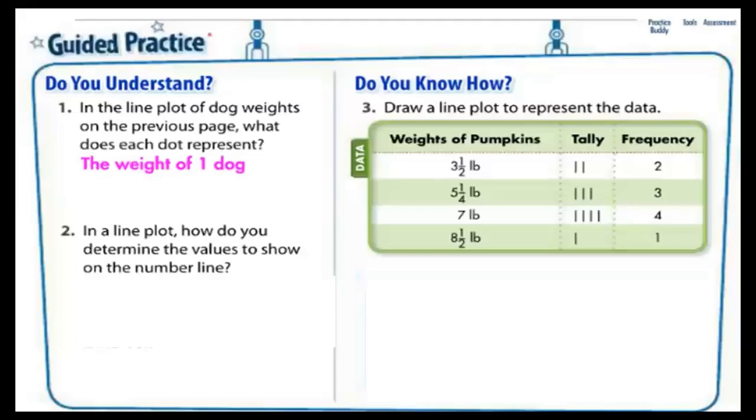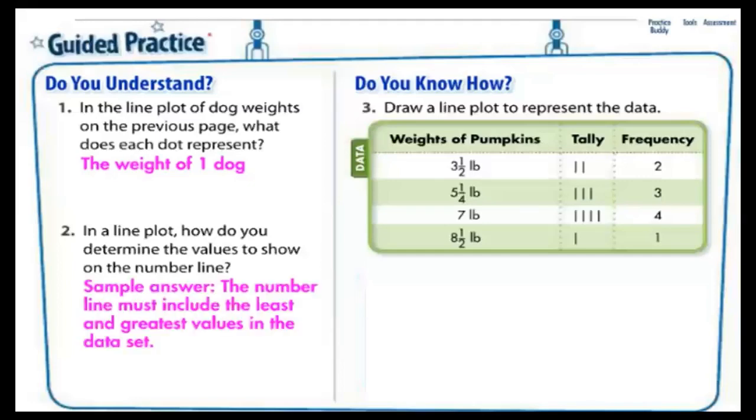Okay, number 2. In a line plot, how do you determine the values to show on the number line? The number line must include the least and the greatest value, as I told you in the warm-up, if you remember mission number 1. After arranging them ascendingly, we selected the least point to be the start point and the greatest one to be the end point on our drawing on the number line. So the least and the greatest value in the data set are very important to determine in this question.